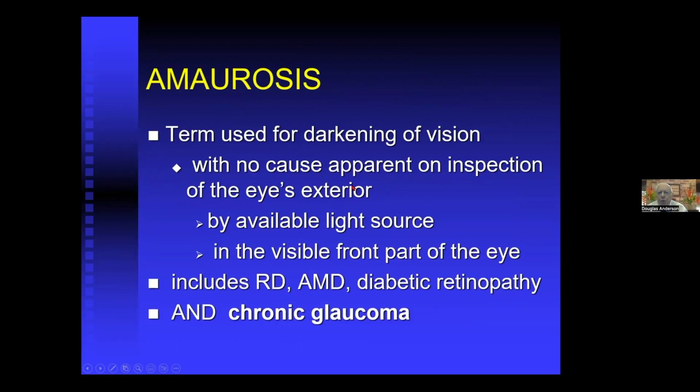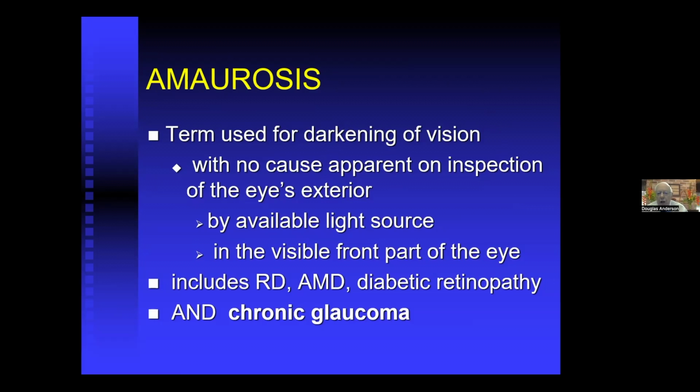Amaurosis was the term used for any disease that darkened the vision, and there was no apparent cause on the exterior of the eye with available light sources, which might be a candle or an oil lamp, could be light coming in through the window, or most likely light from a fire in the fireplace or the hearth, which illuminated all of the room during day and evening, so that you could see what was going on.